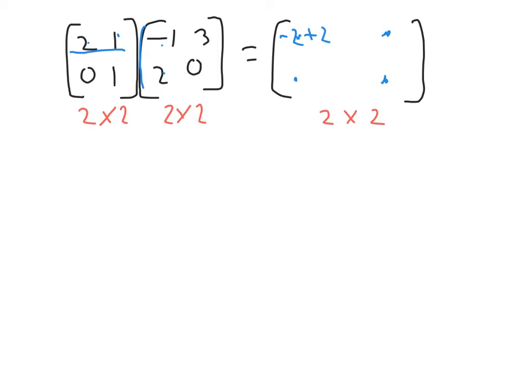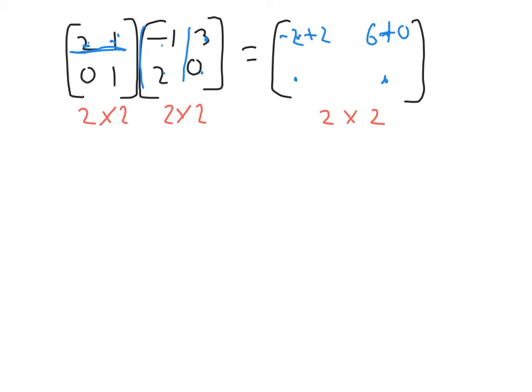We have the element in the first row in the second column. So we take the first row of our matrix on the left and we take the second column in our second matrix. So here we go, 2 times 3 plus 1 times 0. So doing that in my head a little bit, that is 6 plus 0.